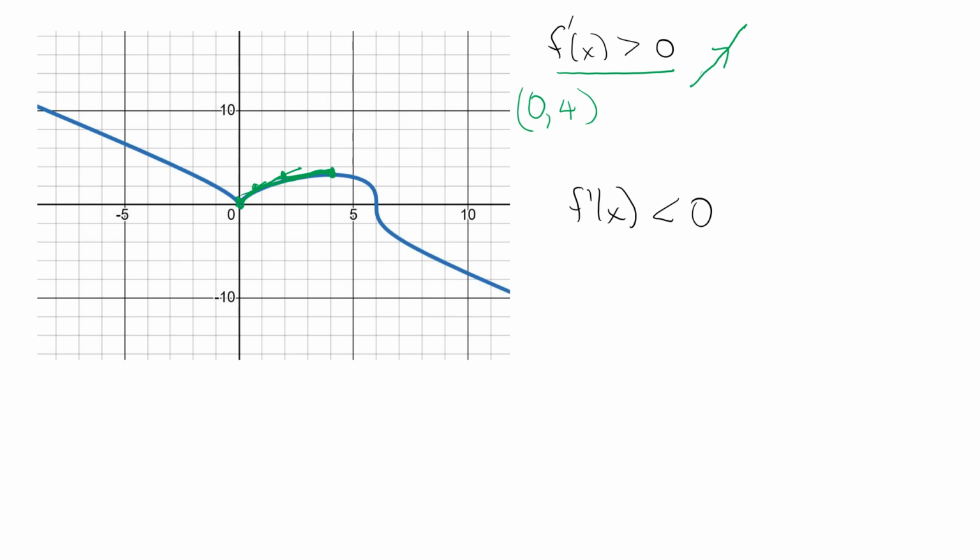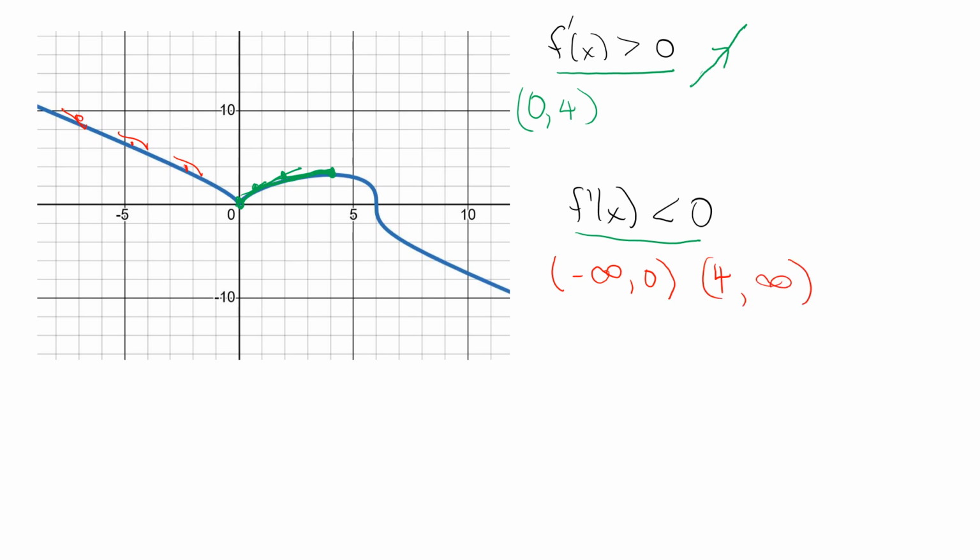Where is the function going down? That's another way of saying where is the derivative negative. So notice this tangent line, if I was to draw a tangent line, they're all negative here. So the intervals that the derivative is negative is from -infinity to 0, and then again from 4 to infinity.